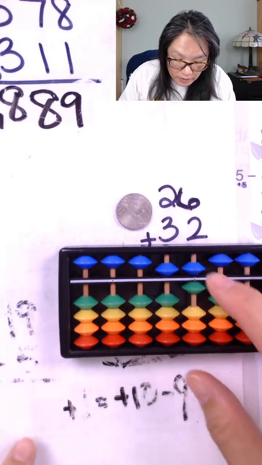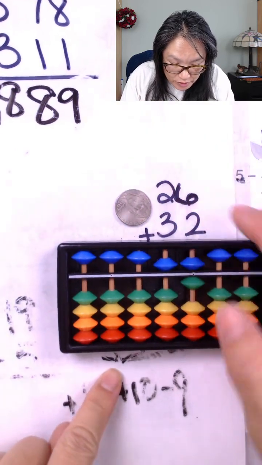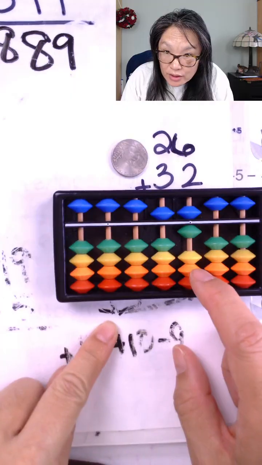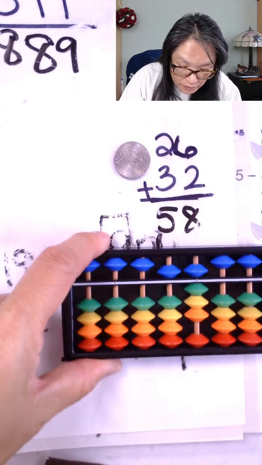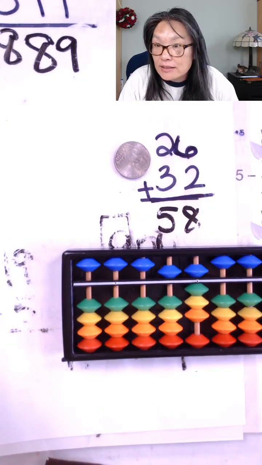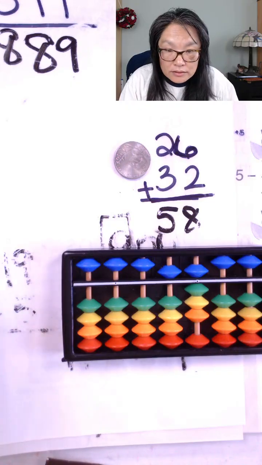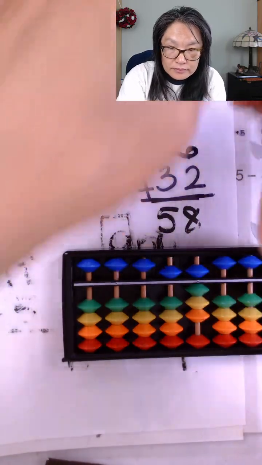And then what am I going to do? I'm going to add the 2 here. 6 plus 2. Do I have enough to add the 2? Yes, there is. So I'm going to add my 2. So my final answer is what? 58. This is the way.